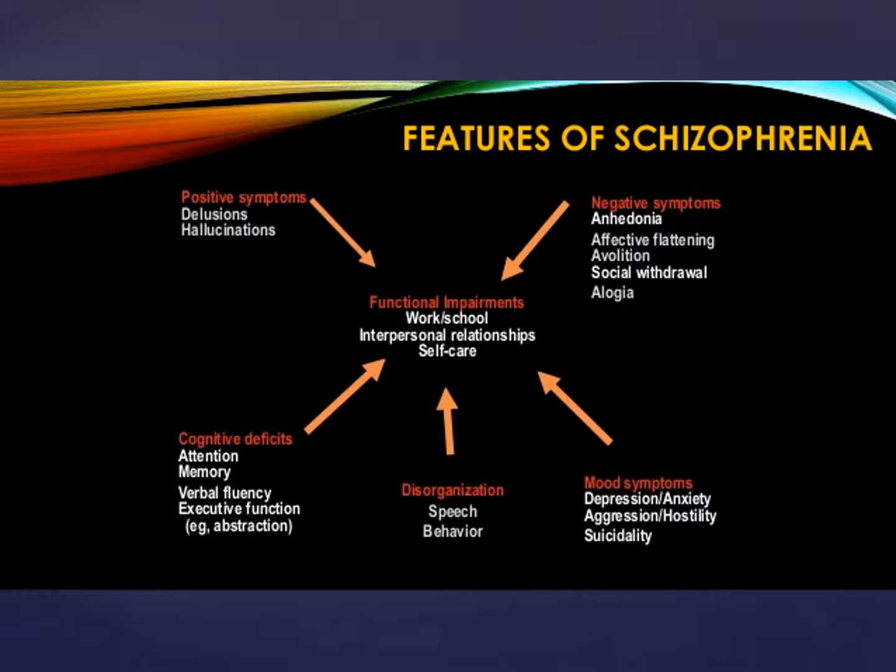The features of schizophrenia are stated in this diagram, and it speaks very well about the cognitive deficit, disorganization, mood symptoms, the negative symptoms, and the positive symptoms, and how this can affect someone's functional ability. It affects school, work, interpersonal relationships, and self-care.